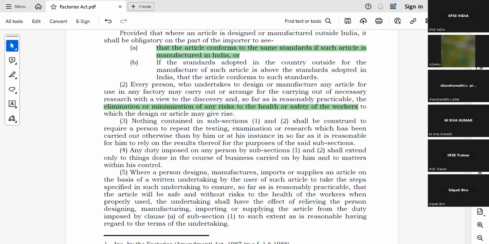Where a person designs, manufactures, imports or supplies an article, I'm reading point number 5. Imports or supplies an article on the basis of a written undertaking by the user of such article to take steps specified in such undertaking to ensure so far as reasonably practicable that the article will be safe and without risk to health and safety of the workers when properly used, and the undertaking shall have the effect of relieving the person designing, manufacturing, importing, and also supplying the article from the duty imposed by clause A of subsection 1 to the extent reasonable having regard to the terms of the undertaking.